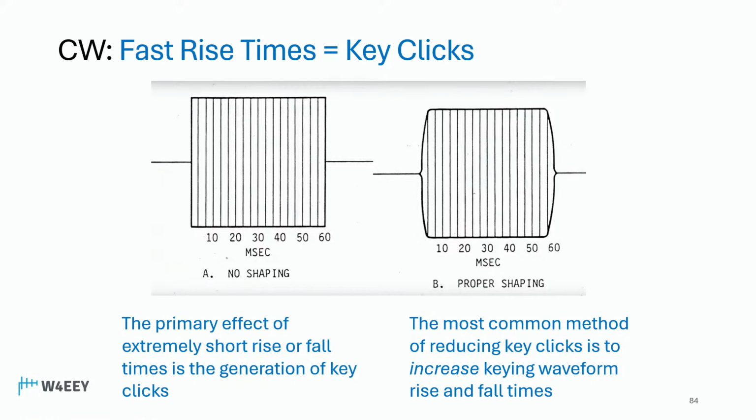Now on to CW. This is very bad. This is very good. Let's see what I'm talking about. The primary effect of extremely short rise or fall times is the generation of key clicks. Remember, a square wave is composed of all kinds of odd harmonics. And if your transmitter were operating this way, you'd be generating something called key clicks. That's because that's what it sounds like on the air.